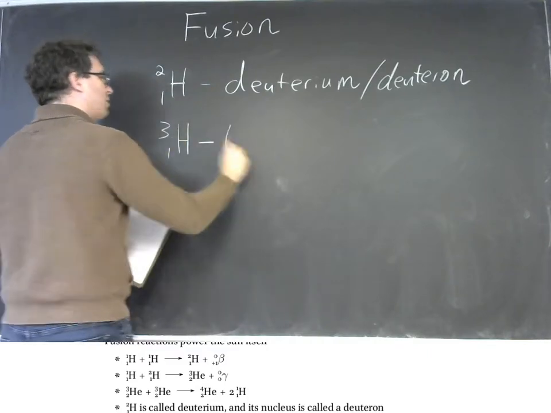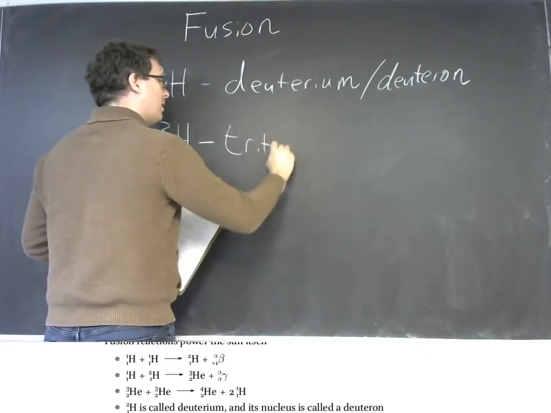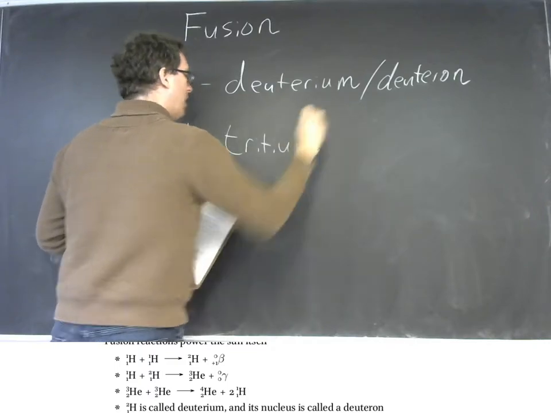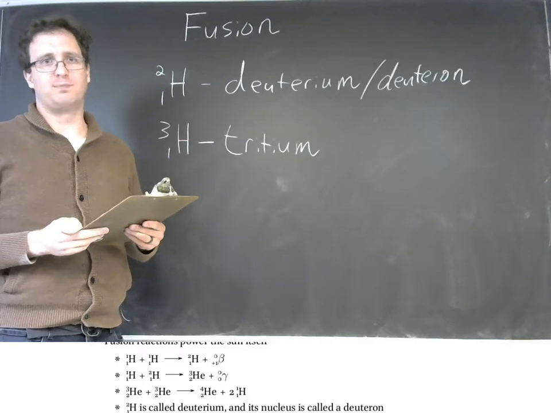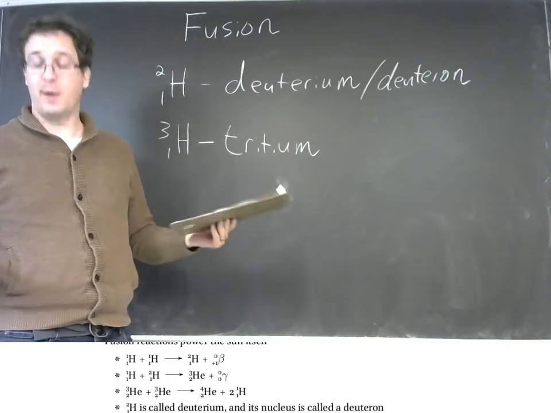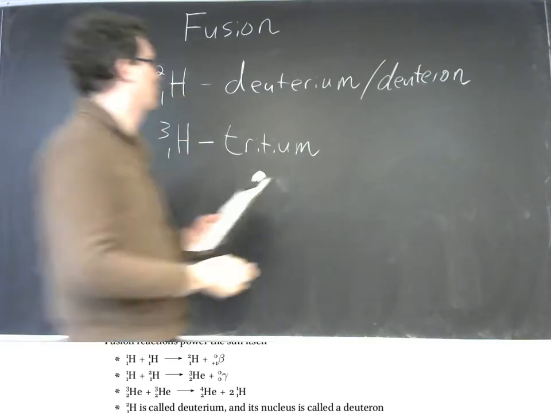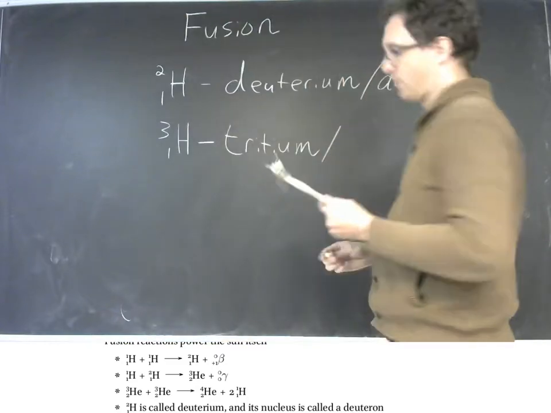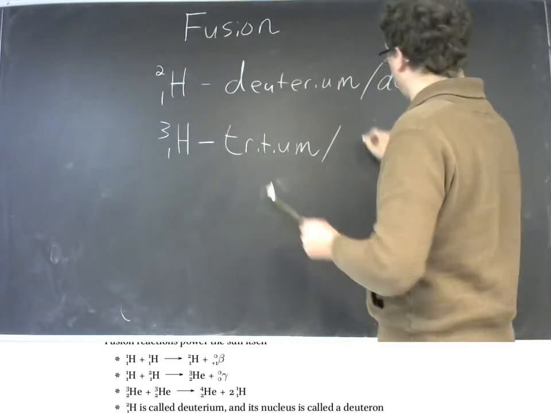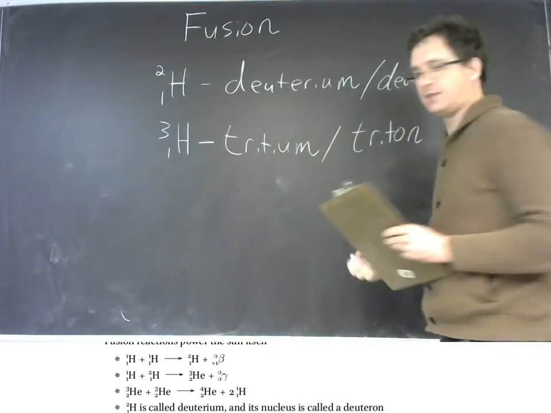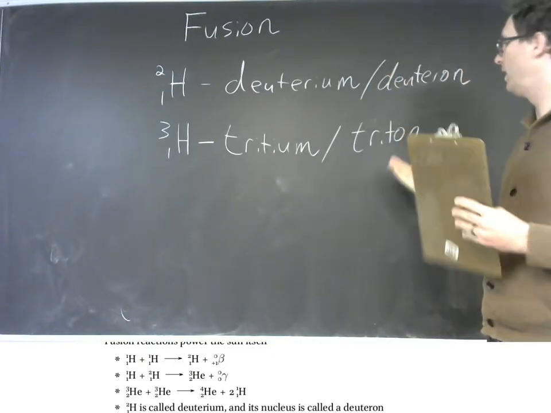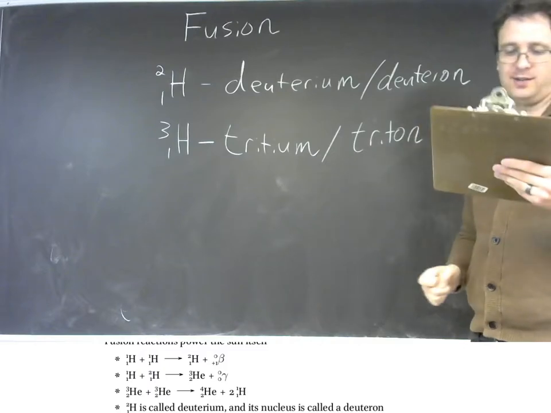There's another isotope of hydrogen. This is called tritium. And we've actually seen tritium before. It undergoes beta decay with a half-life of about 12 years. So tritium is just another isotope of hydrogen, and the nucleus of a tritium atom is called a triton.